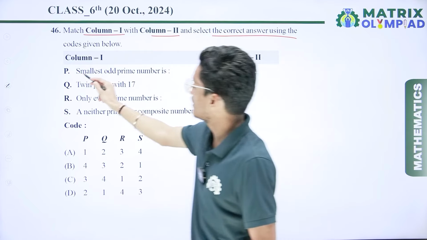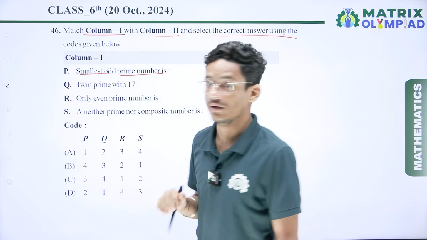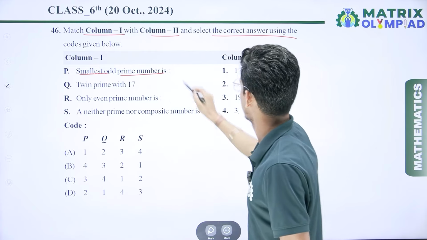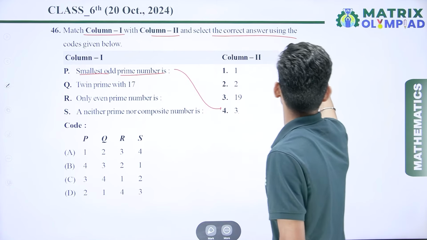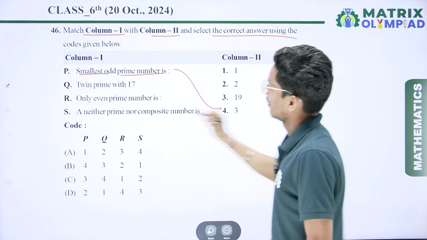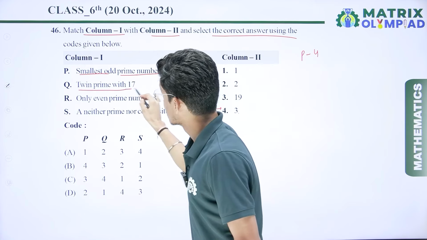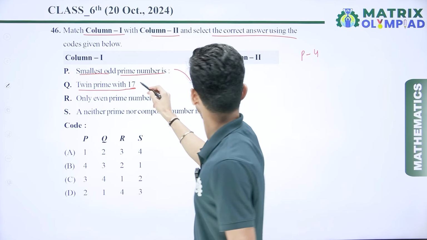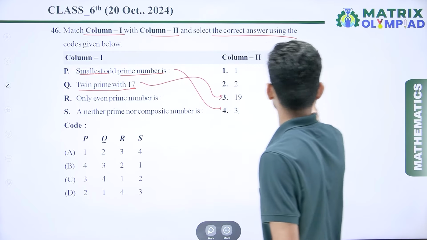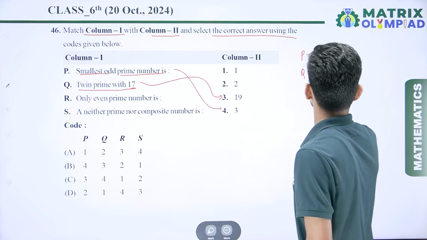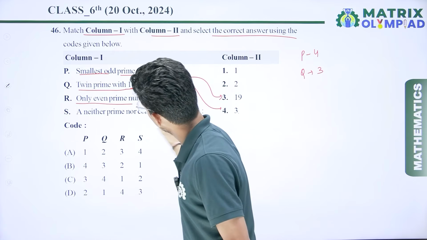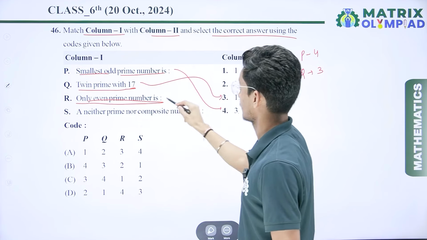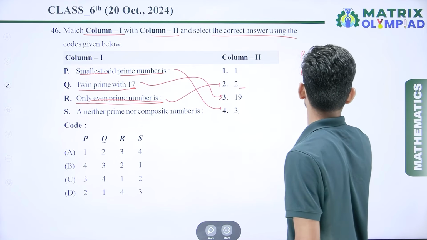Simple, P is the smallest odd prime number. The smallest odd prime number is 3. So where is 3 here? P is connected to 4. Twin prime with 17, that is 19. So Q is connected to 3. The only even prime number is 2. So where is 2 here? R is connected to 2.